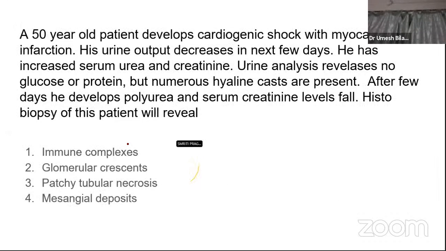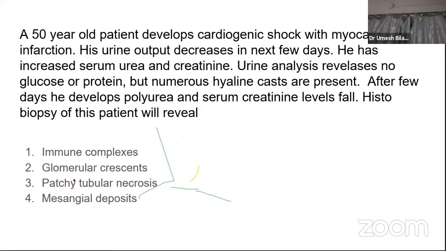A 50-year-old patient develops cardiogenic shock with a myocardial infarction. His urine output decreases in the next few days. He has increased serum urea and creatinine. Urine analysis reveals no glucose or protein, but numerous hyaline casts are present. After a few days, he develops polyuria and serum creatinine level falls. Biopsy of this patient will reveal immune complex deposits, glomerular crescents, patchy tubular necrosis, mesangial deposits.